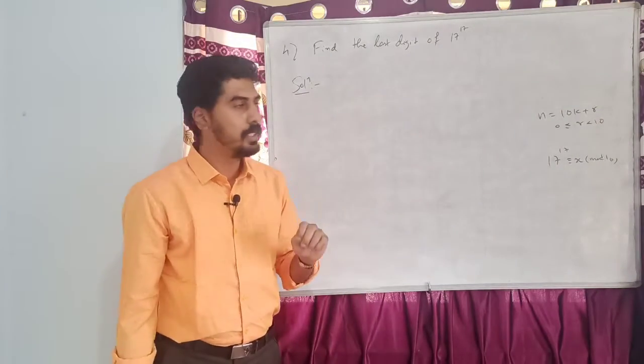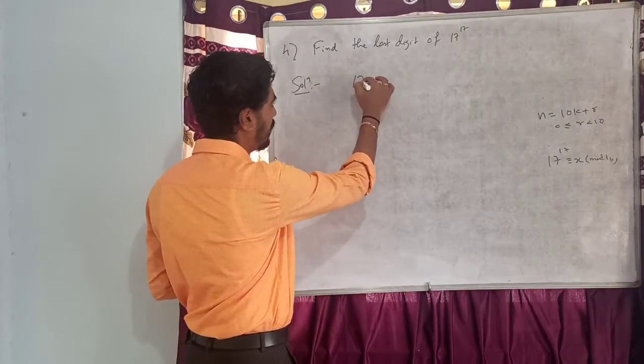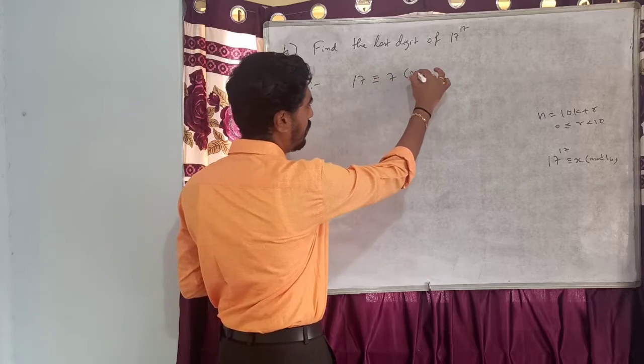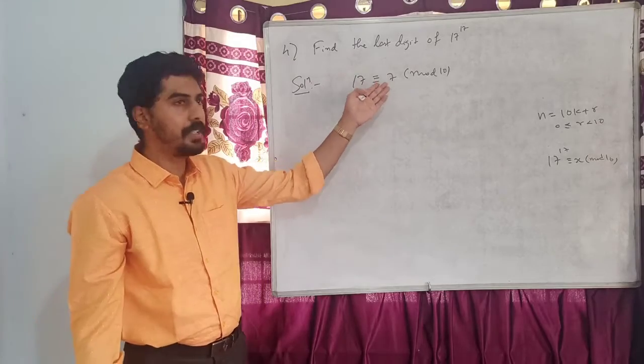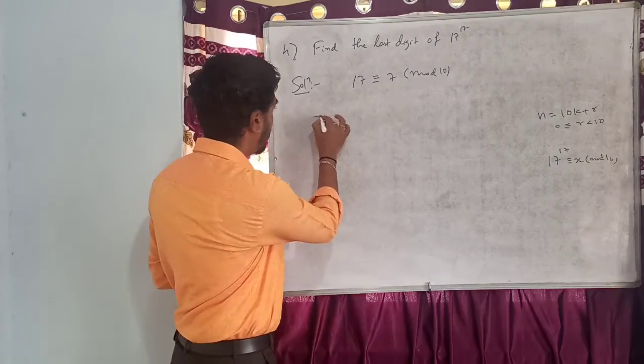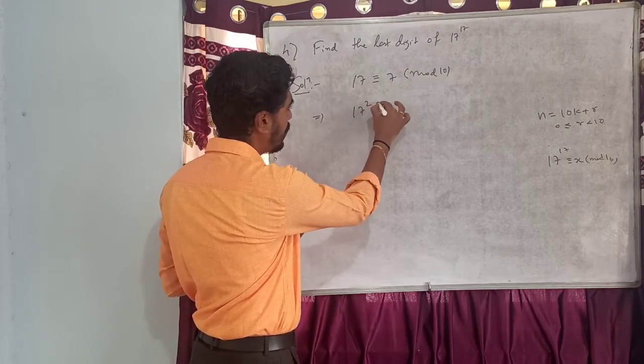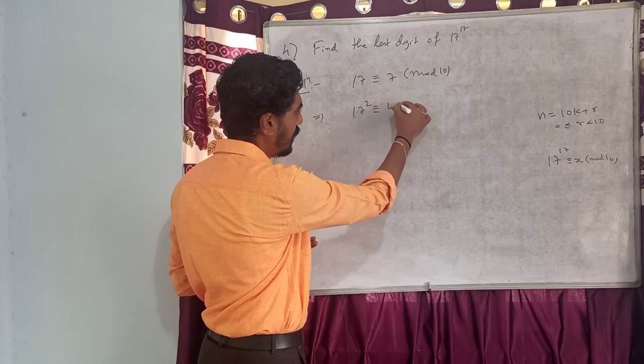First, let us start with 17, which is congruent to 7 modulo 10. When I divide 17 by 10, I get the remainder as 7. When I square on both the sides, I get 17 square, which is congruent to 7 square, which is 49 modulo 10.